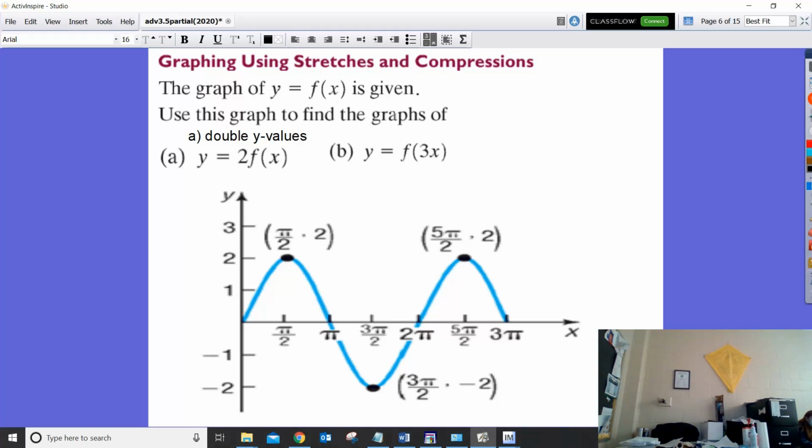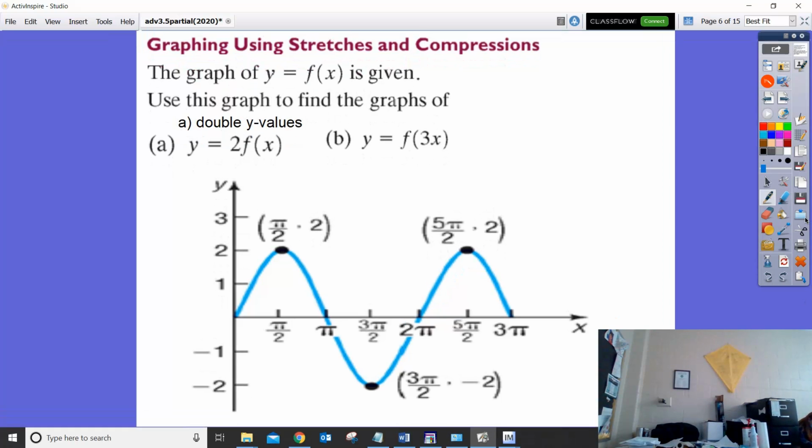Anyways, the 2 out front means double y values. So (0, 0) is going to stay where it's at. This point, pi over 2, 2. What doubles? The y value. So what's the new y value? 4. We're going to have the point pi over 2, 4.